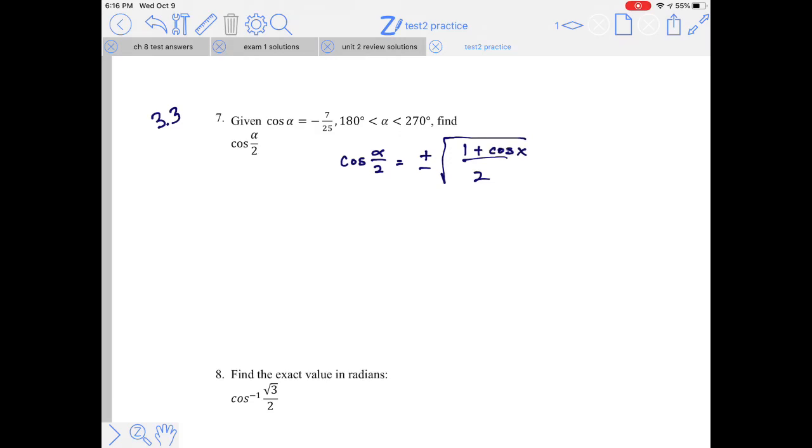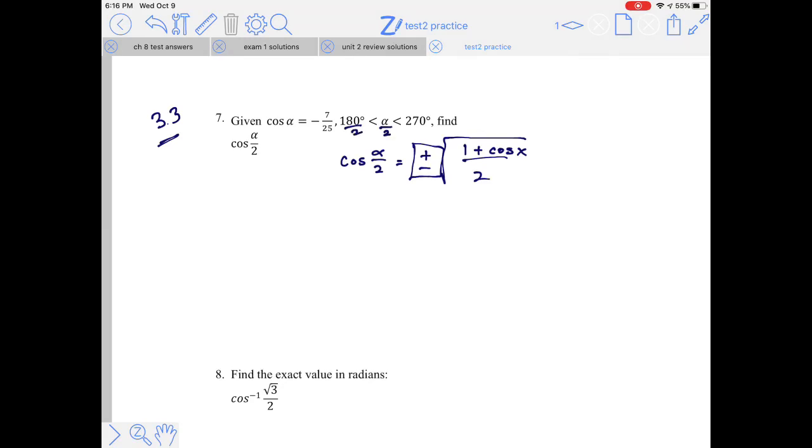If you recall, if you were here in class during that 3.3 discussion, we don't use the positive and the negative. We've got to decide, is it going to be the positive or the negative? The way we decide is based off of where alpha over 2 is. So we know where alpha is. Alpha is between 180 and 270, but we need to figure out where alpha over 2 is.